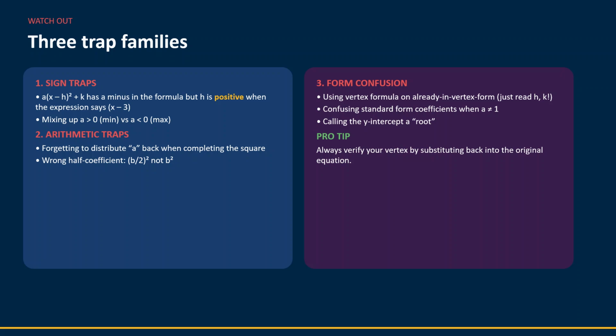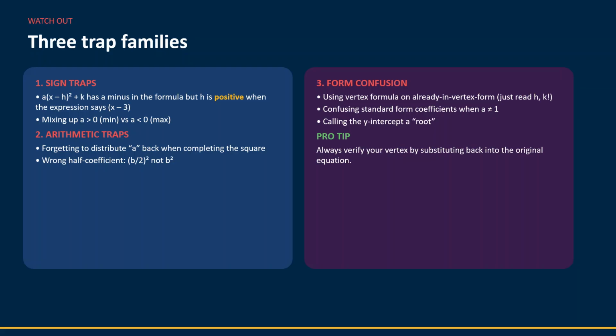Before we start the quiz, here are the 3 most common mistake families to watch out for. First, sign errors. When you read vertex form, a times the quantity x minus h squared plus k, the vertex is at (h, k), not (negative h, k). The sign inside the parentheses is already flipped.